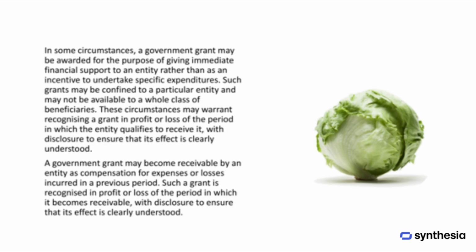Sometimes, a government grant is provided to offer immediate financial support to an entity rather than as a motivation to make specific expenditures. These grants might be given to a particular entity and not to a wider group of beneficiaries. In such cases, it is appropriate to recognize the grant in profit or loss during the period when the entity becomes eligible to receive it. Proper disclosure should be made to make sure the impact of the grant is clearly understood. Additionally, if a grant is given as compensation for expenses or losses from a previous period, it should also be recognized in profit or loss during the period it is received, with suitable disclosure to clarify its effect.